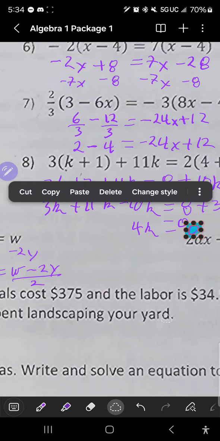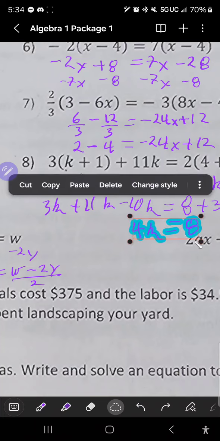Let me put this smaller. And we cancel out this part and we get that x is equal to w minus 2y over 2. And this is going to be our result.